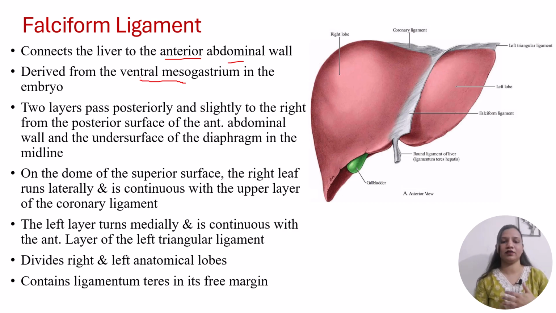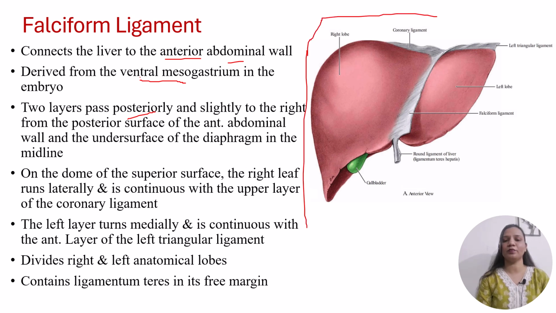ligament. The two layers pass posteriorly and slightly to the right from the posterior surface of the anterior abdominal wall and the under surface of the diaphragm in the midline. So let's just imagine that this is the anterior abdominal wall, and this is the falciform ligament, as you can appreciate here.